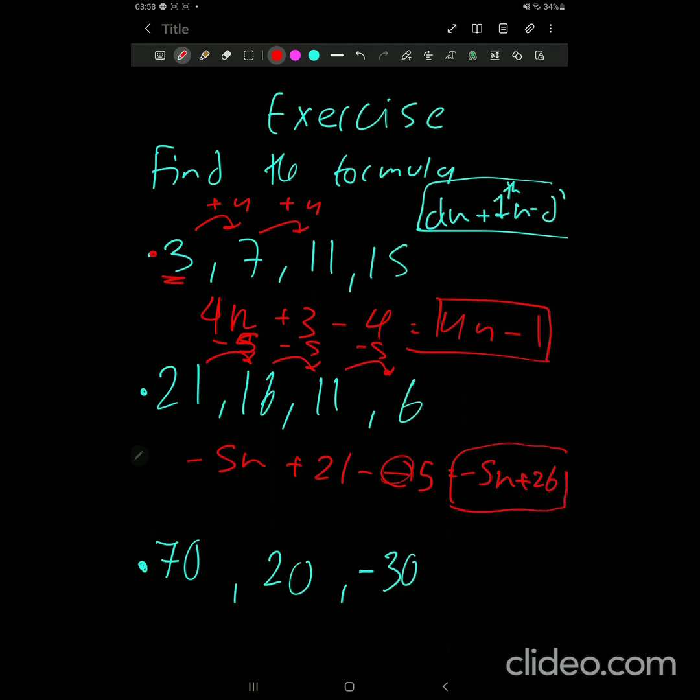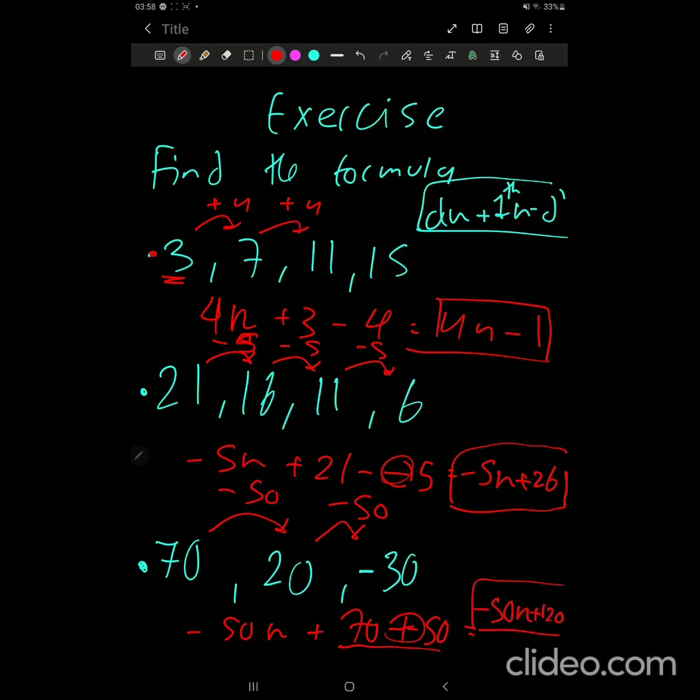The final one, 70, 20, minus 30, the rule will be negative 50. So negative 50n, and then plus the first term, which is 70, minus the difference, which is negative 50, minus negative 50. So it will be minus 50n, and 70 minus minus 50, it will be positive, so it will be plus 120.